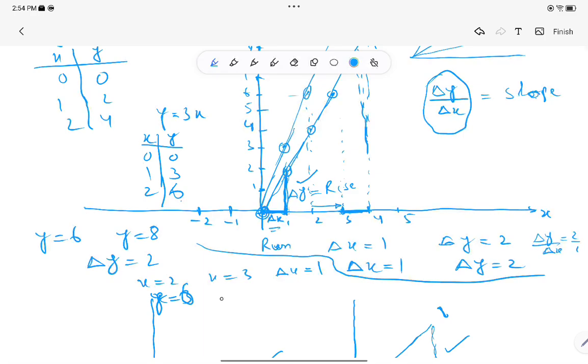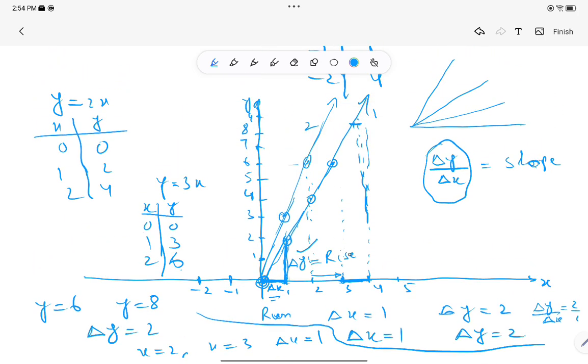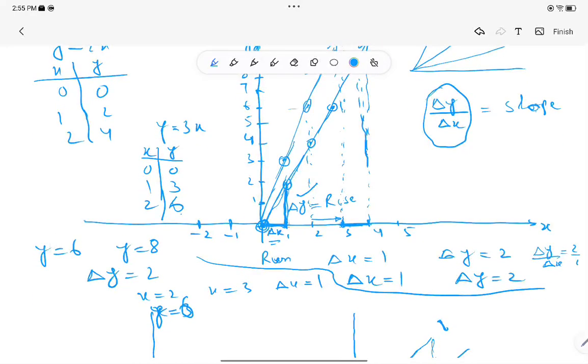Okay. When x equal to 3, what is y? Let me find what is y. You can yourself see x equal to 3, y is equal to 9. It will be 9 here. You can calculate that even from here if you have a doubt. 3 3s are 9. So x equal to 3, y is equal to 9.